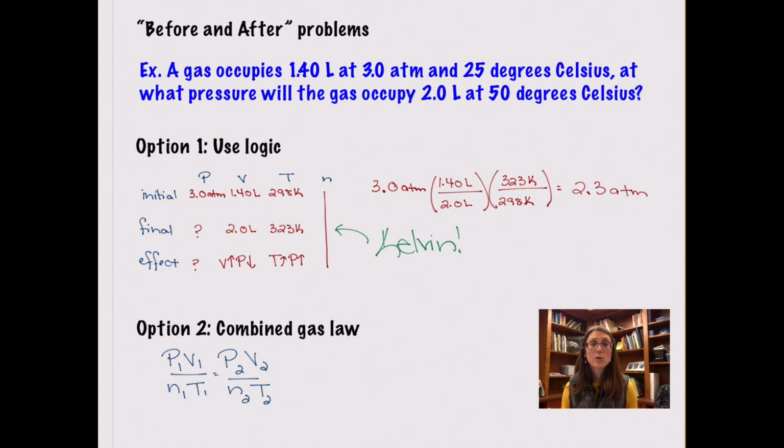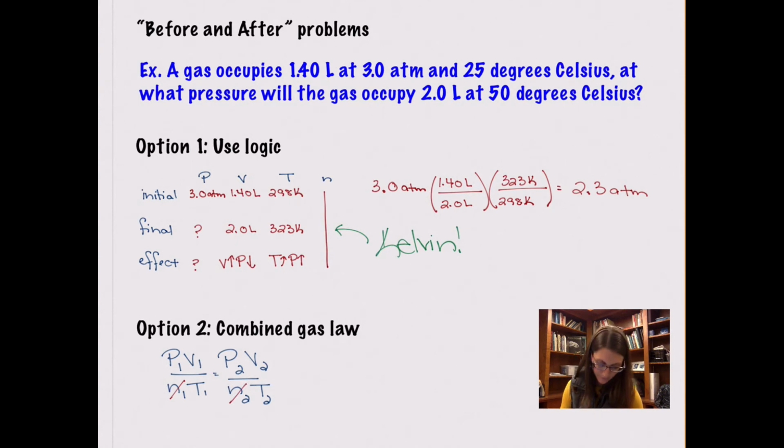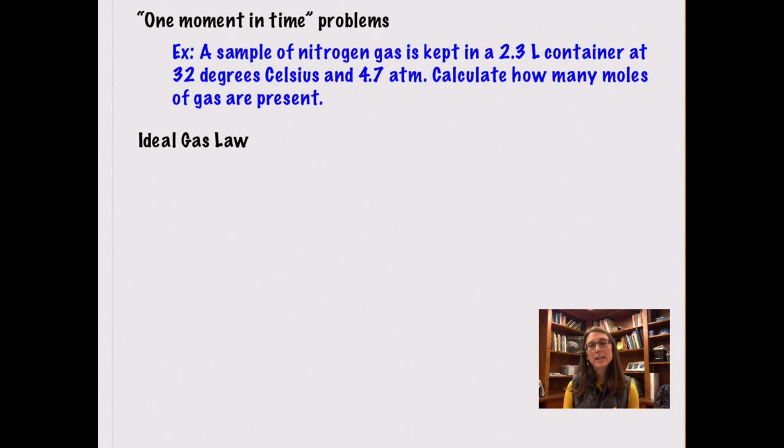But once you have this, you're plugging numbers in. Again, anything that doesn't change, you can cancel out. So in this case, that's going to be the number of moles. Either method you choose is going to get you to the same place, so pick the one that you're most comfortable with.